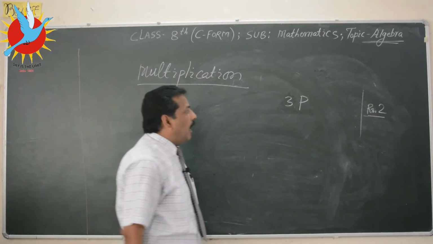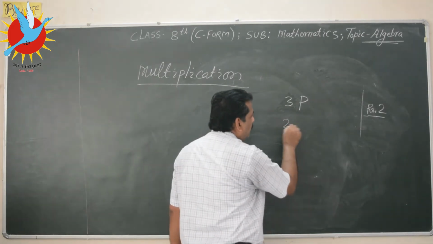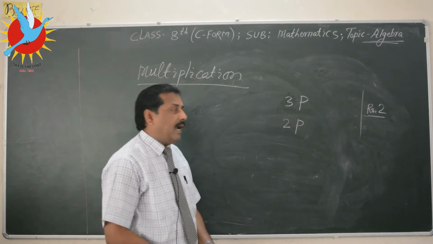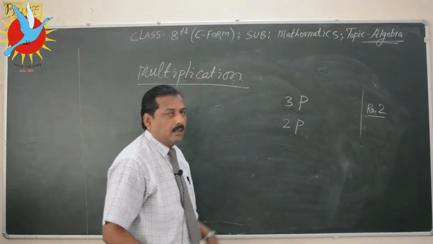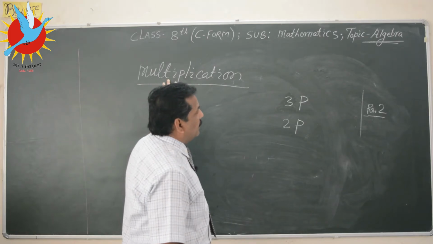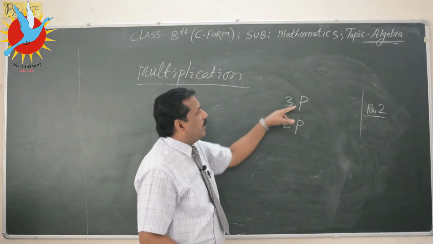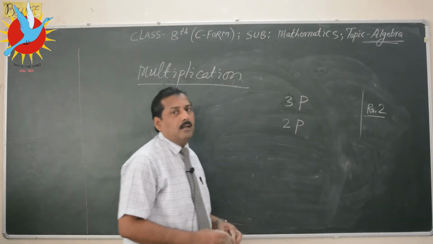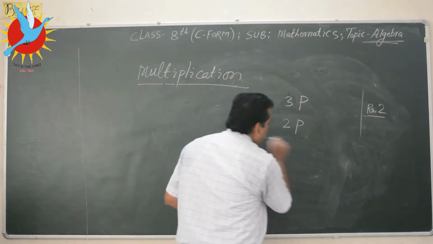3p. Right? And the price of 2 pens is 2p. Let us suppose we have to multiply it. Now this is a case of multiplication of algebraic terms. Multiply 3p by 2p. What is the rule of algebraic multiplication? I am writing it here.